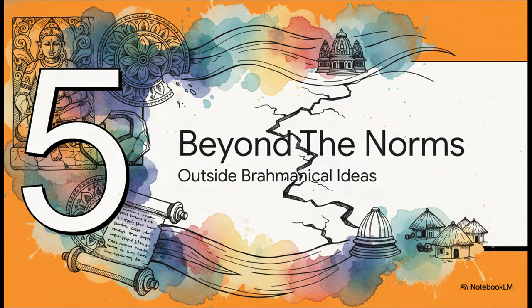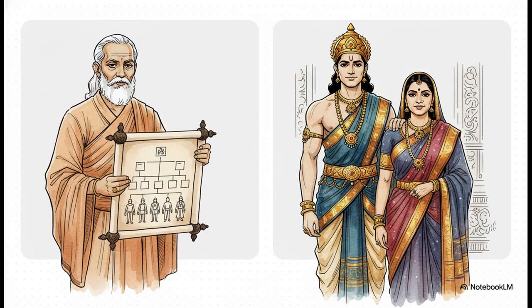Which brings us perfectly to Section 5, Beyond the Brahmanical Norms. All right, it is time for a major historical plot twist. While the Brahmanical ideal demanded strict patrilineal identity, taking your father's name, the Satavahana kings, who ruled parts of western and central India, completely subverted this. The historical inscriptions we've recovered actually show them using metronymics. That means names derived from their mothers. These kings proudly paraded titles like Gautami Puta, which literally translates to the son of Gautami.